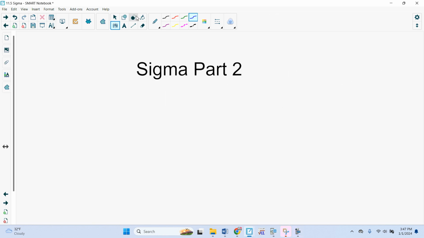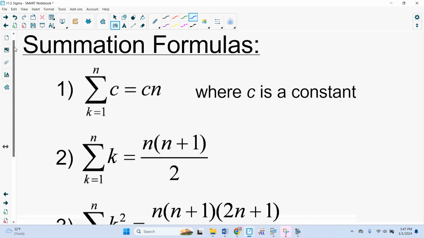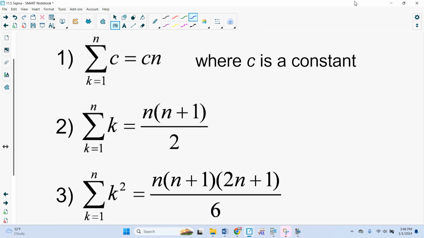All right, we want to continue to look at our sigma. We're going to look at a few formulas for sigmas. So these are summation formulas that allow us to add up sigmas that have this form instead of having to try to figure out if it's a geometric or anything like that. These are formulas just for this.